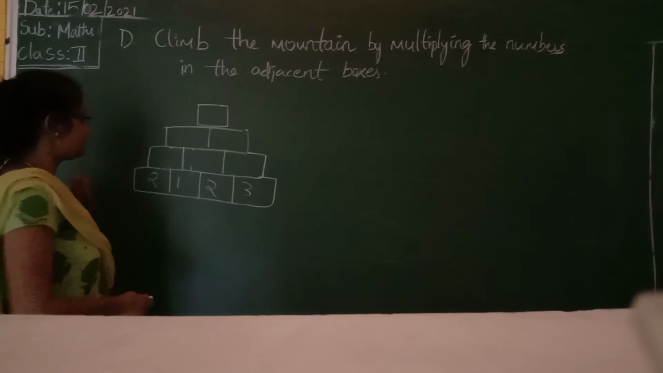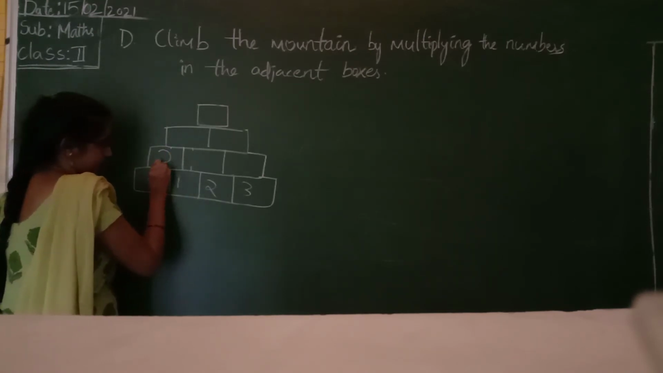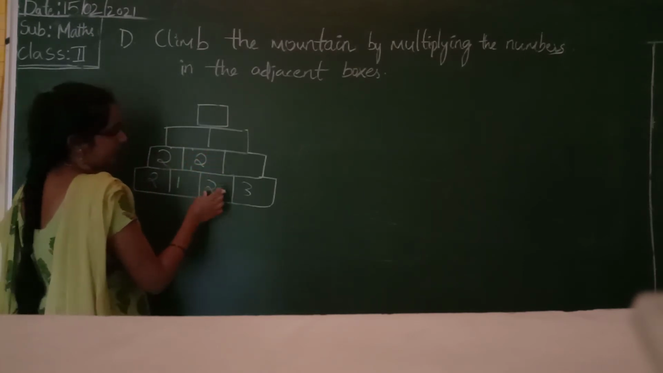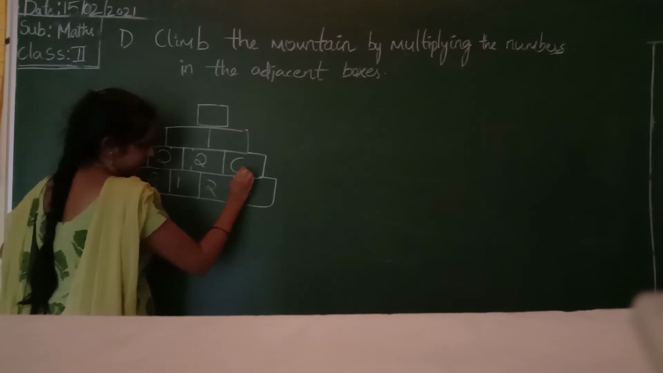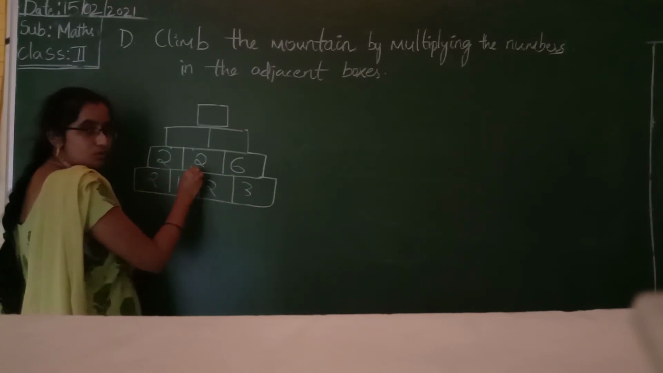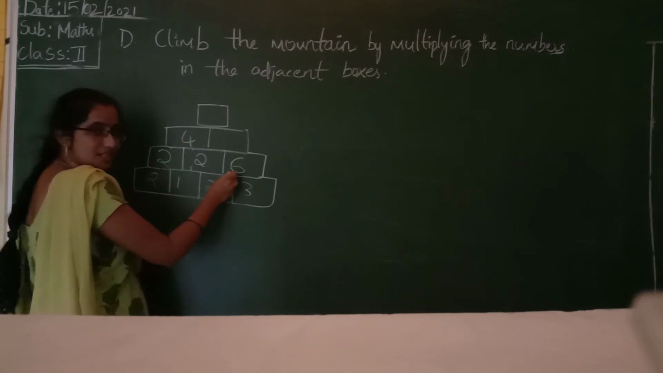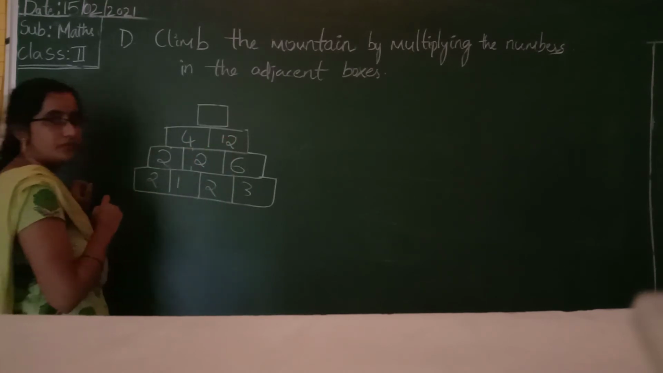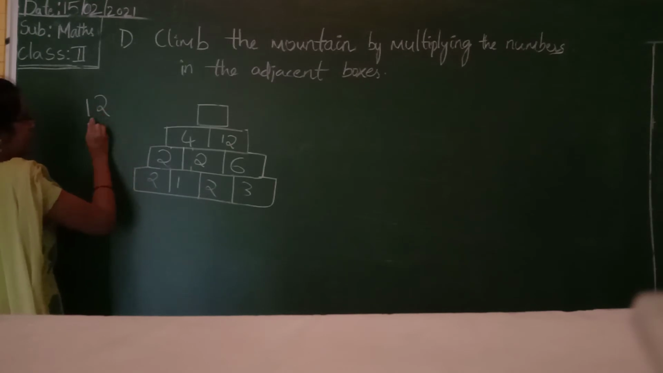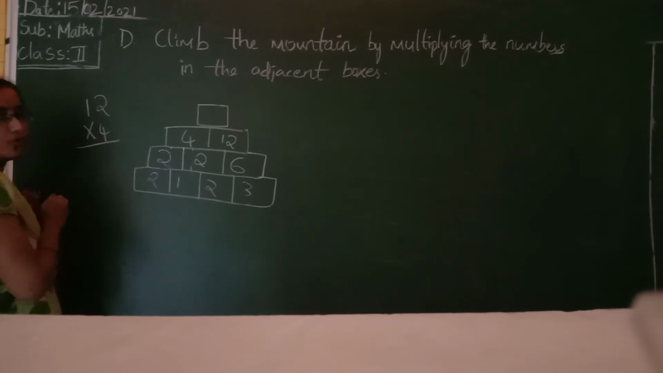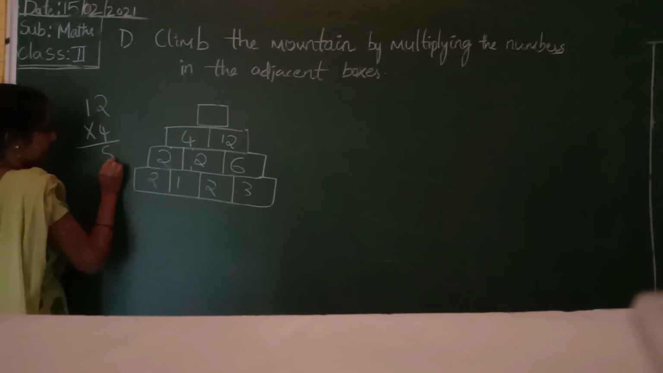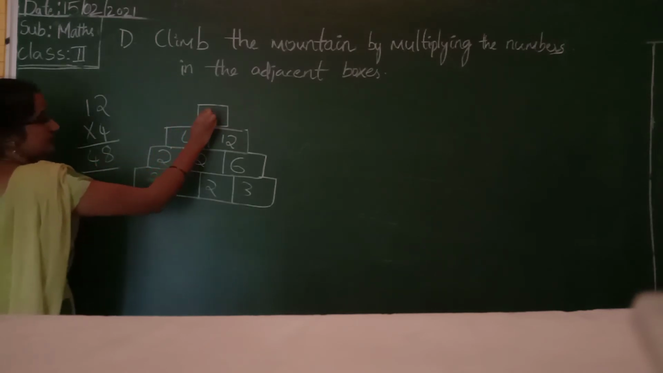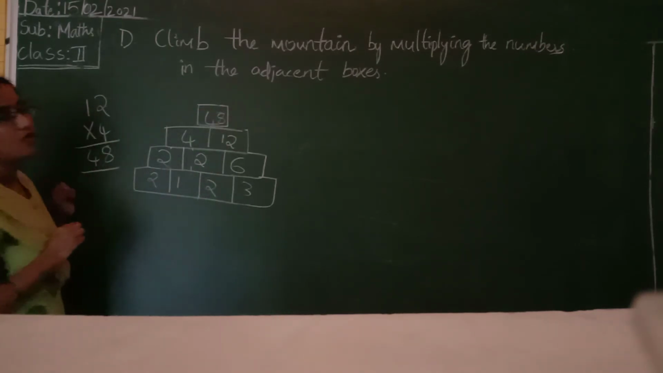So you do the first one. 2 into 1 is 2. And these two adjacent boxes, 1 into 2 is 2, and 2 into 3 is 6. 2 into 2 is 4, and 2 into 6 is 12. Then you have to do 12 into 4. 4 twos are 8, and 4 ones are 4. 48. The answer is 48.